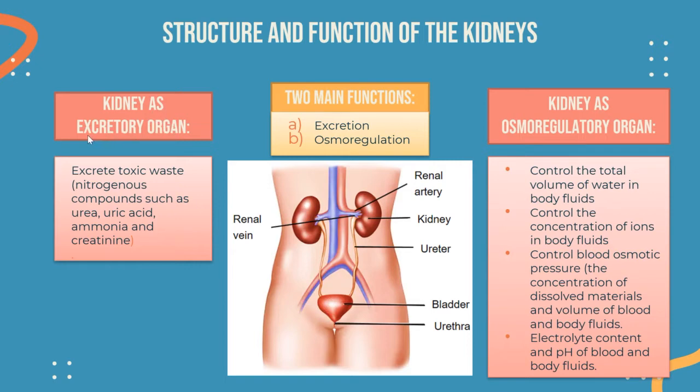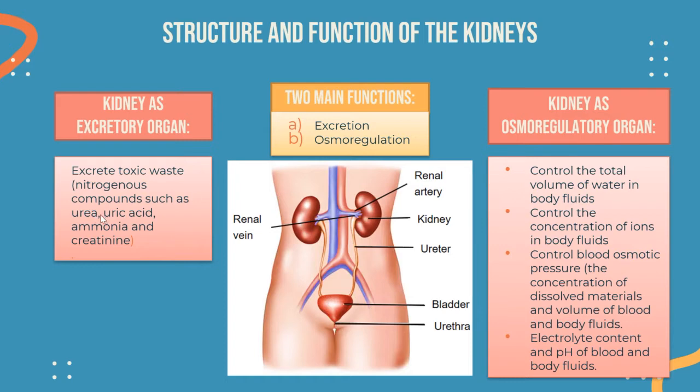The kidney is the main organ to excrete the waste product or the toxic waste from our body. Toxic waste refers to nitrogenous compounds, such as urea. So where does the urea come from? It comes from excess amino acids. Amino acids cannot be stored in our body, so they are converted into urea in the liver, and it will be excreted out through the kidney.